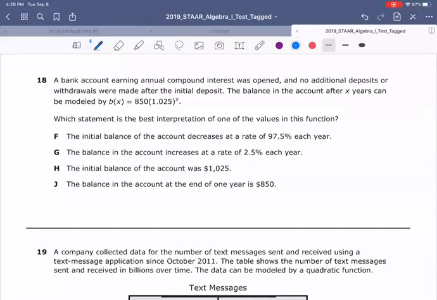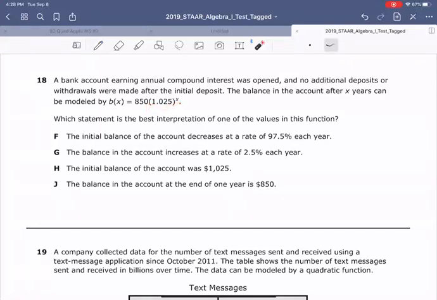Made after the initial deposit. Balance in the account after X years can be modeled by B of X equals 850 times 1.025 to the power of X. So that means after X years, your money becomes this, right? That's your initial money. At the first year, your money will become this times this number, correct?